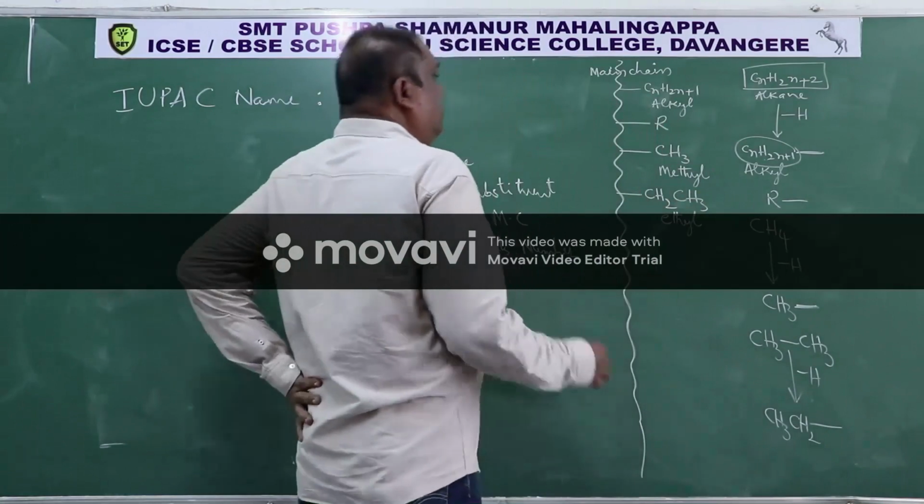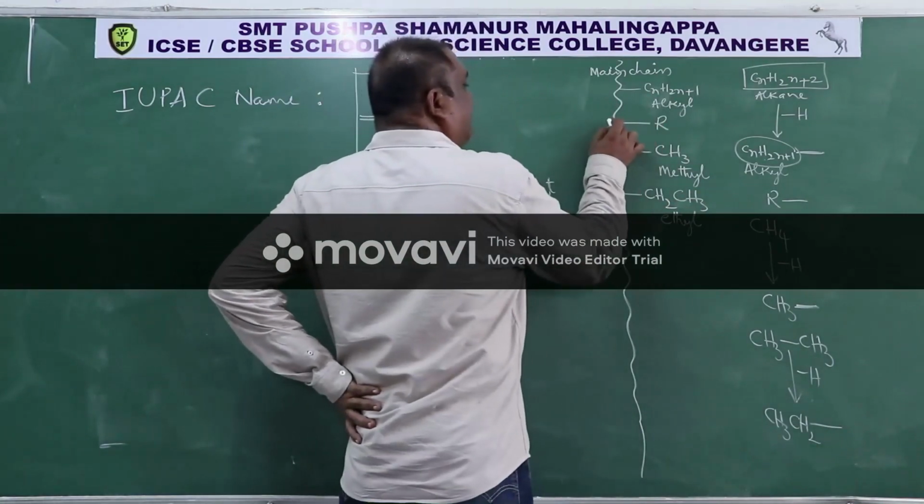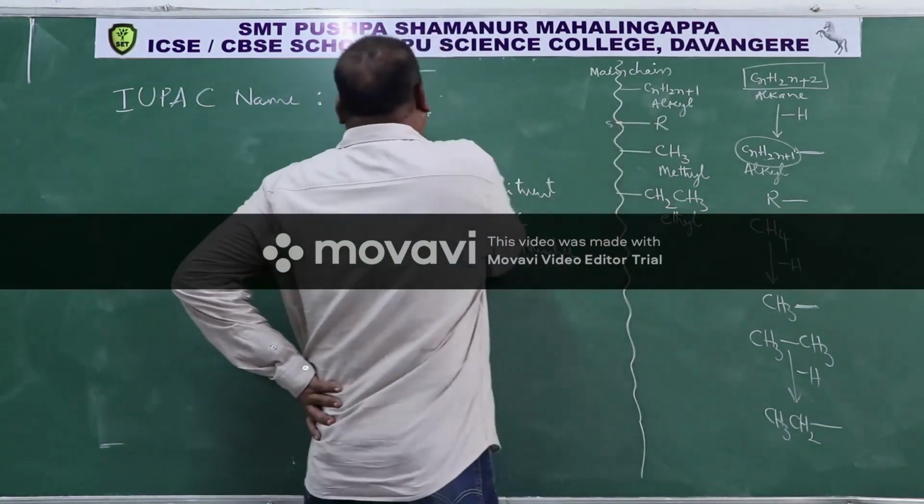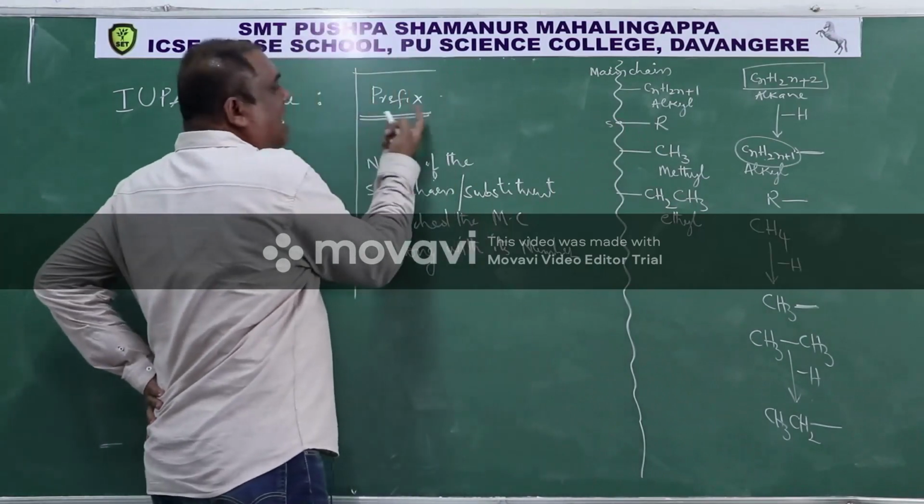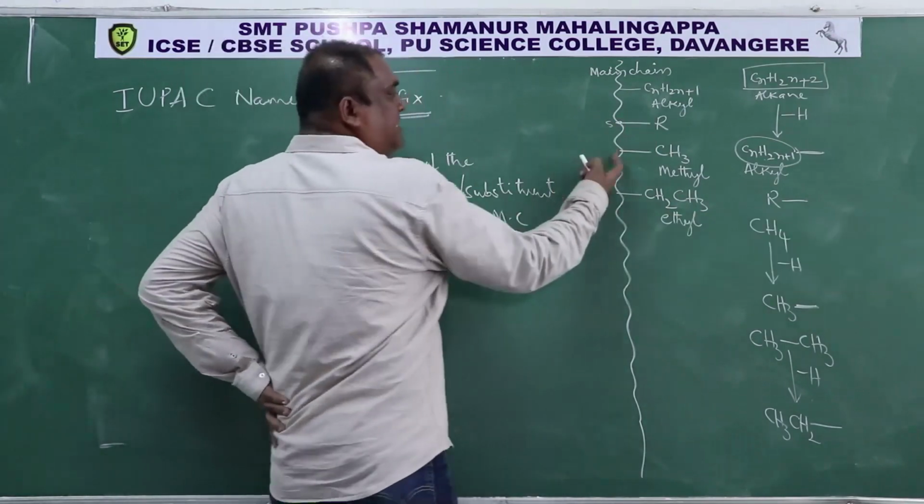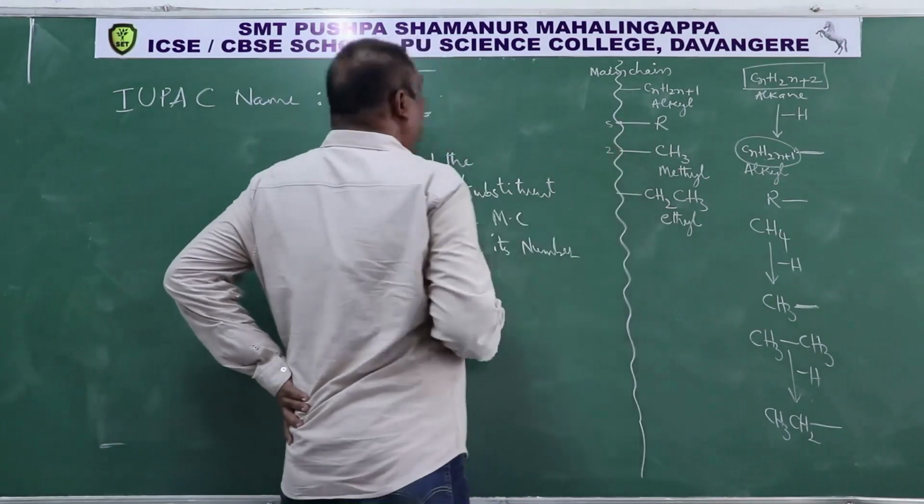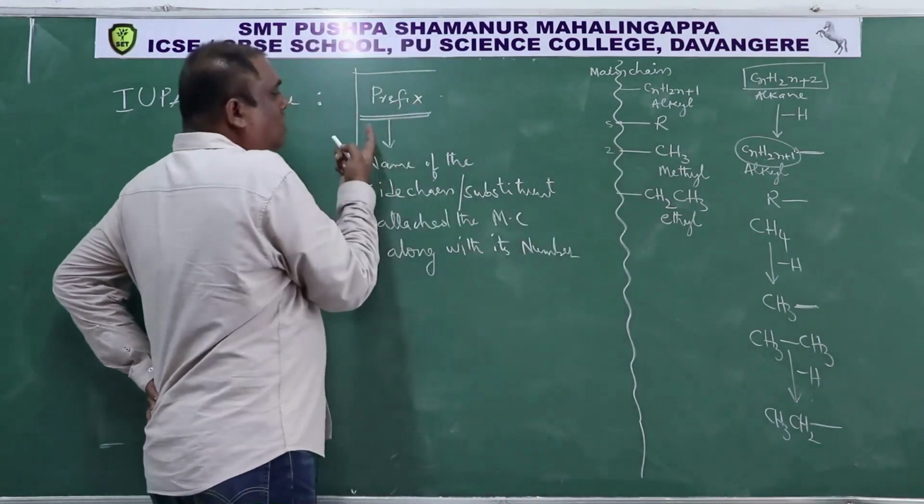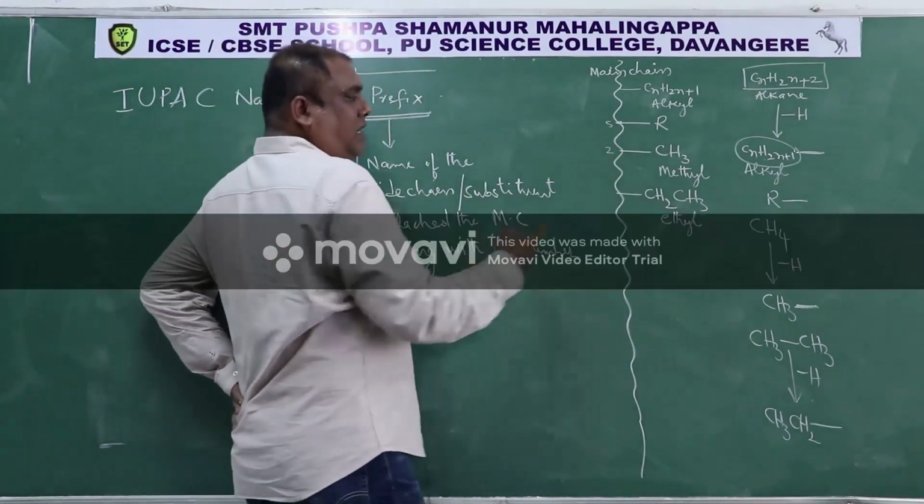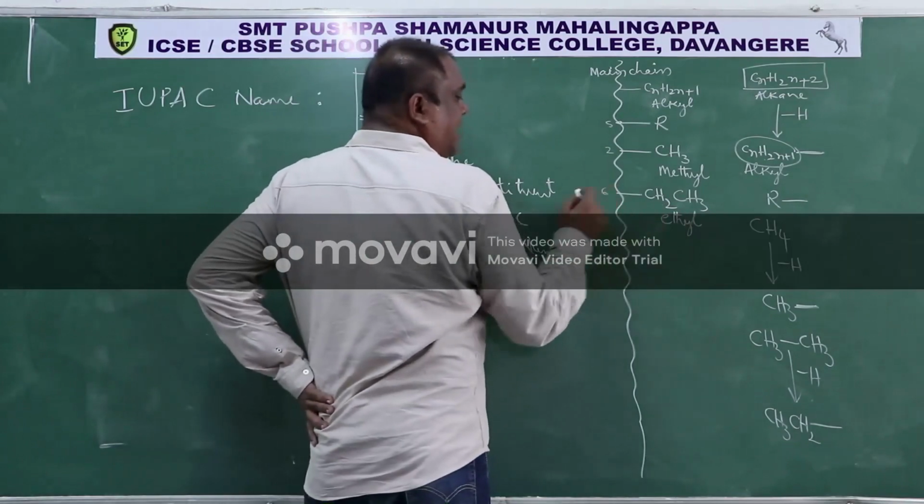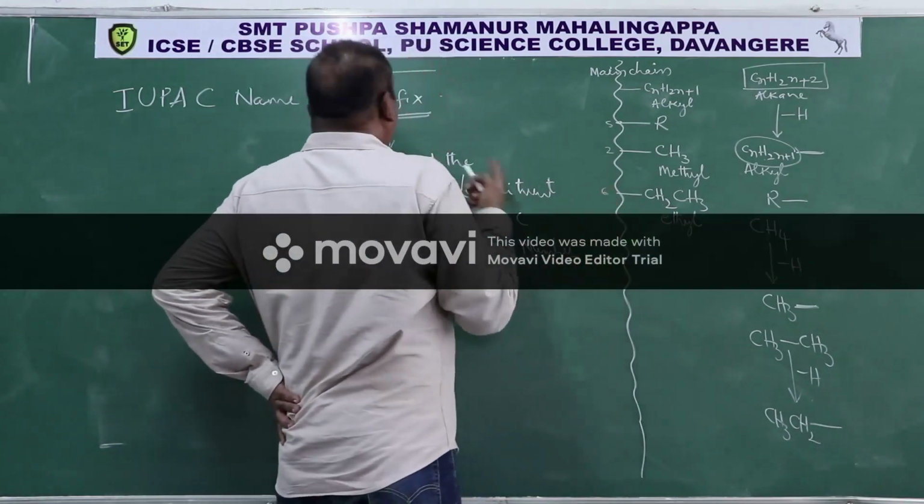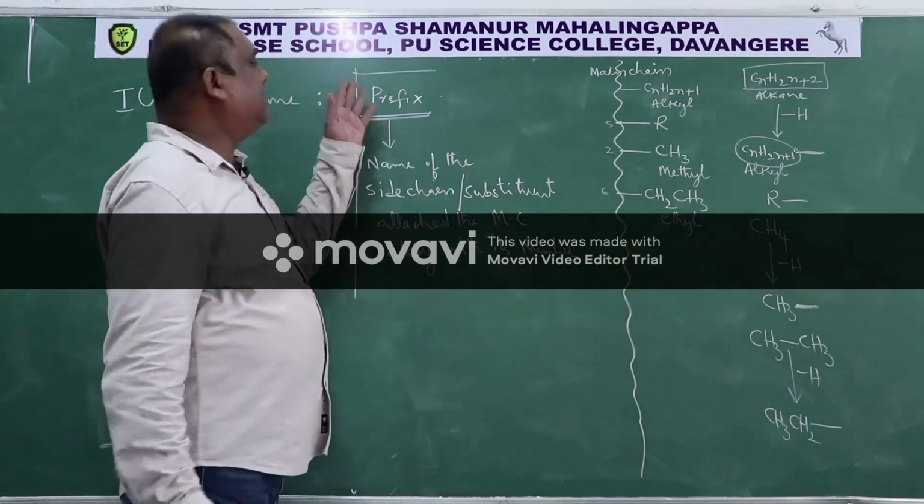Now if this alkyl group is attached to, say, the 5th carbon, then I will write in the prefix as 5-alkyl. If this methyl group is attached to, say, the second carbon, then in the prefix I will write 2-methyl. If this ethyl group is attached to, say, the sixth carbon, then I will write 6-ethyl. Like that I will write the prefix.